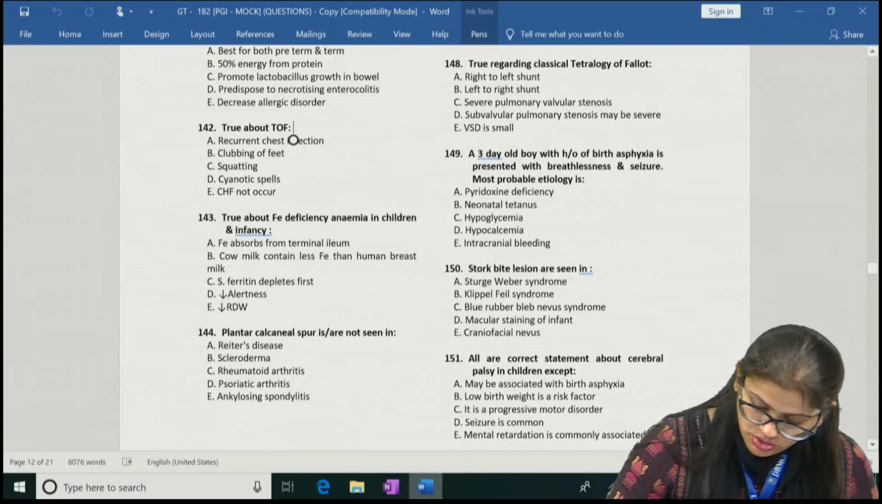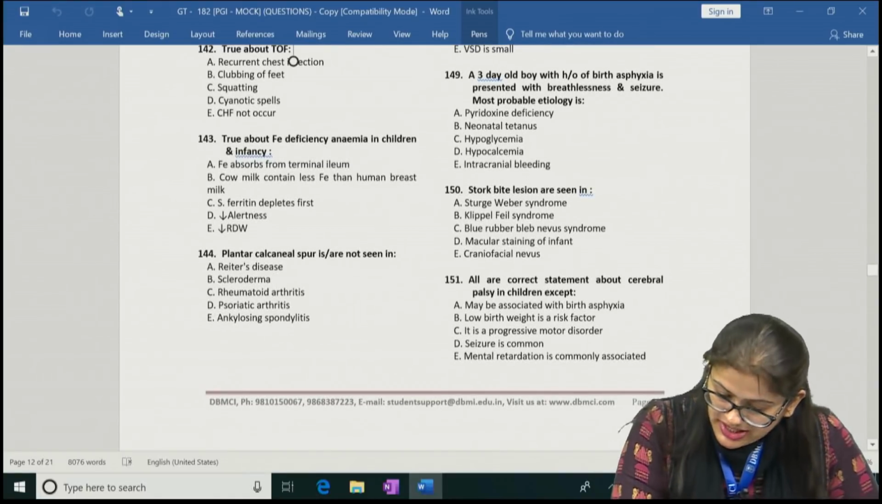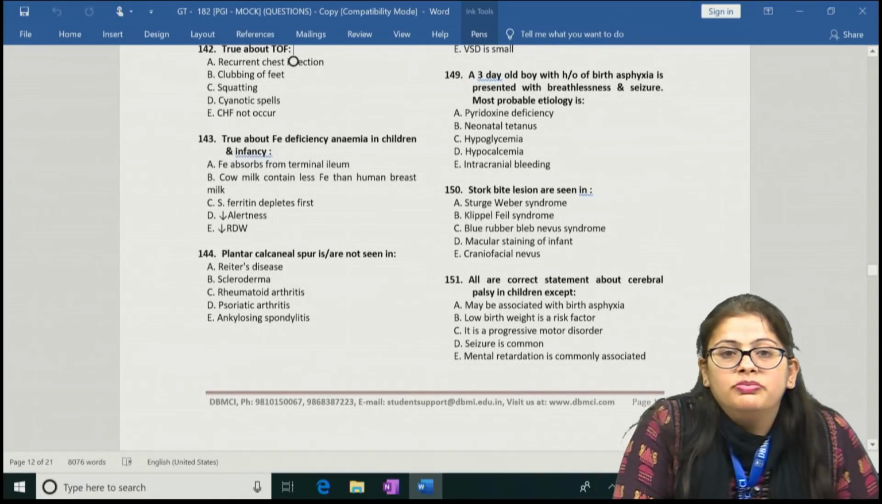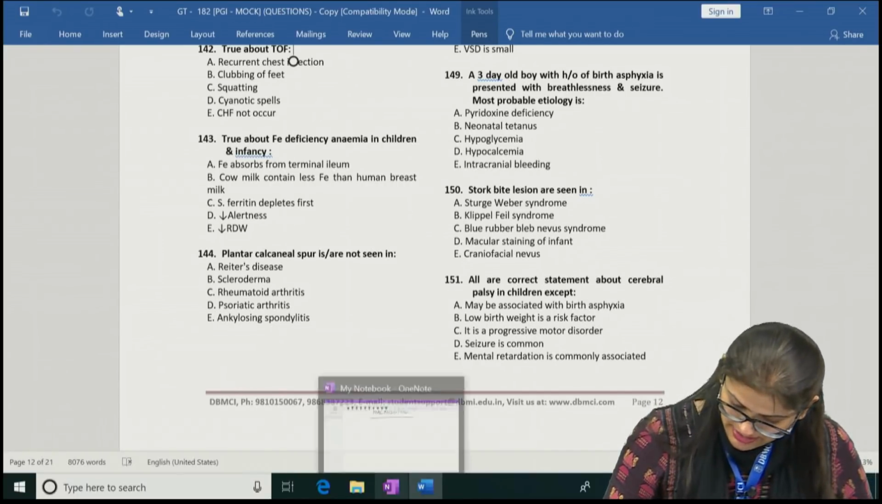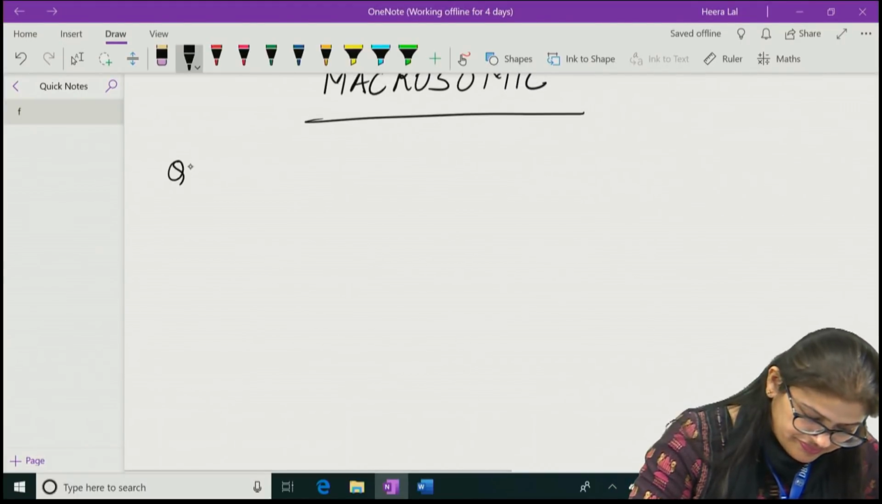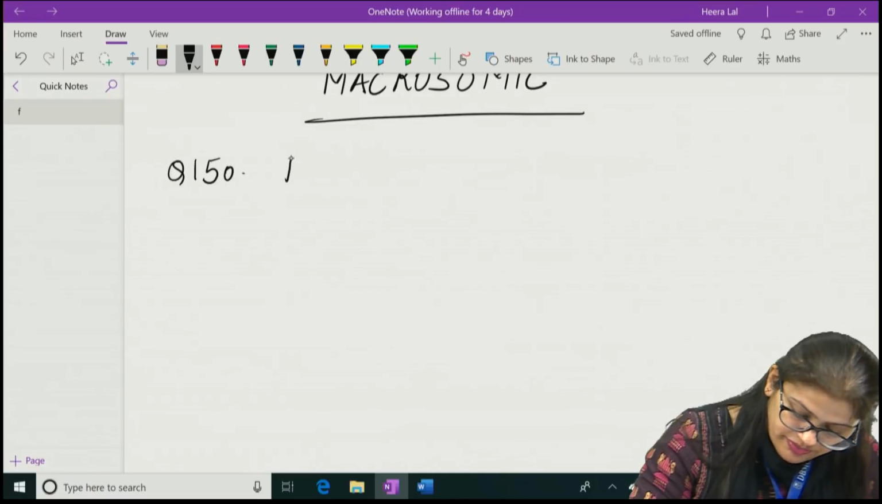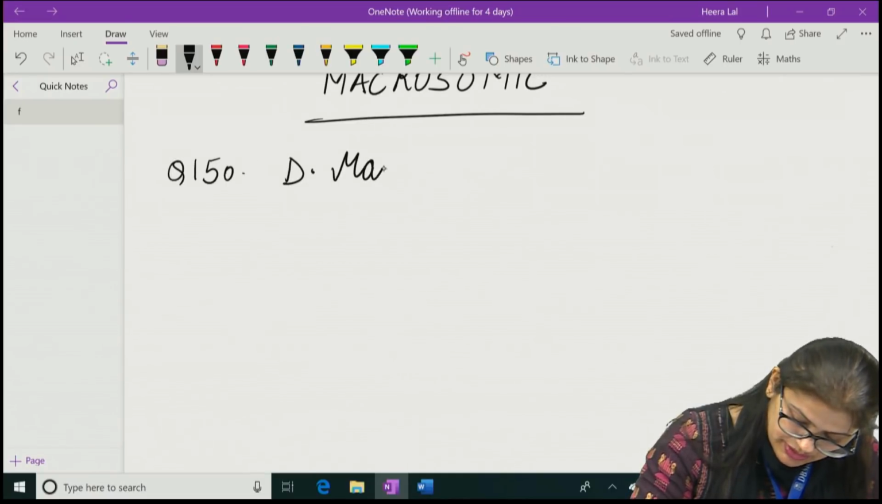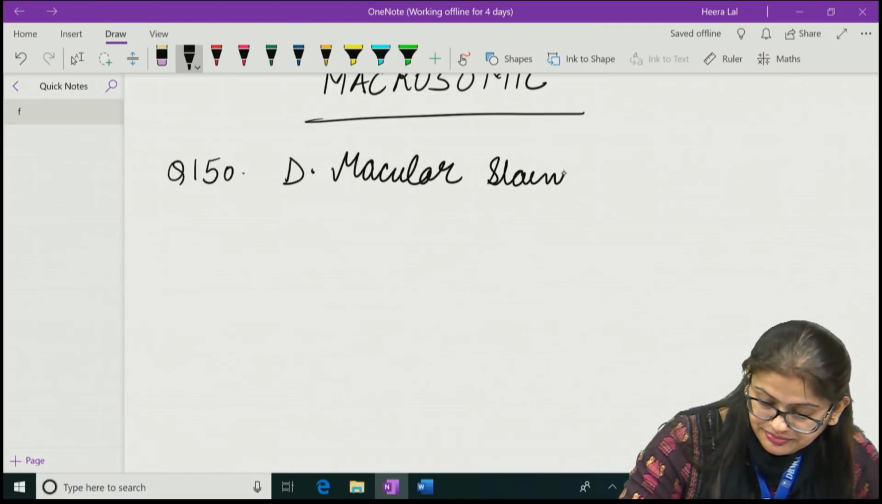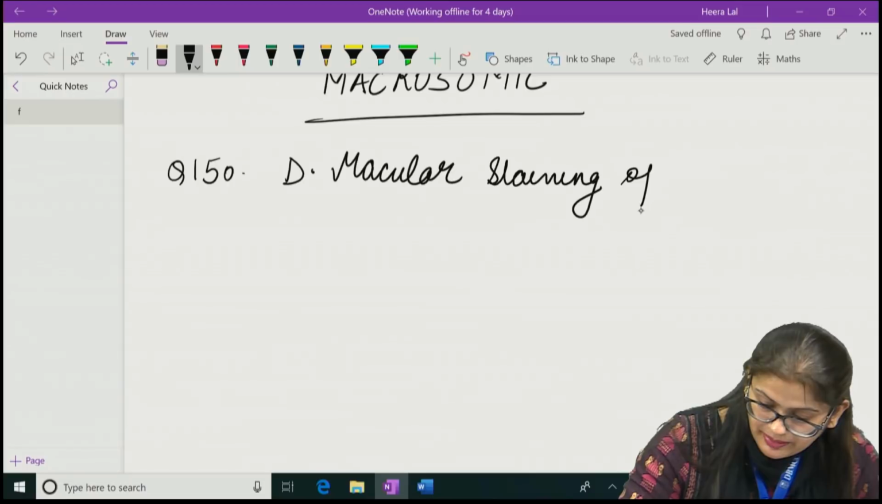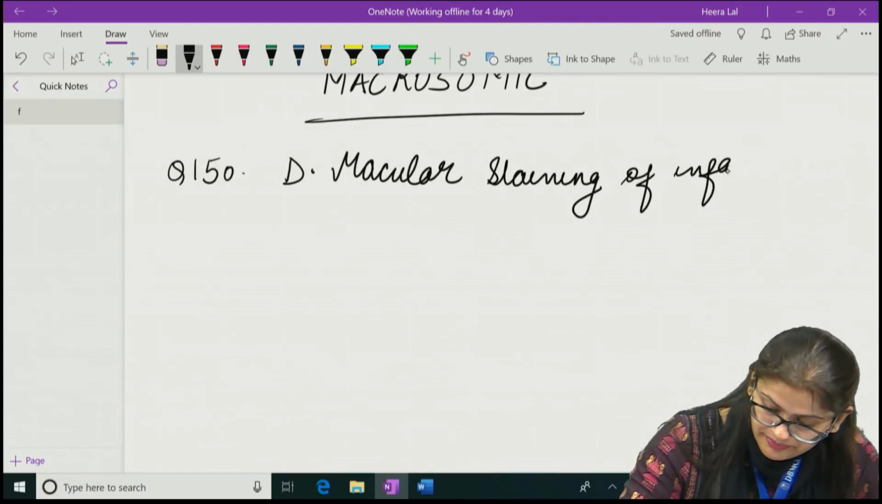So now we come on to question number 150. Question number 150 is, stork bite lesions are seen in Sturge-Weber syndrome, Klippel-Feil syndrome, blue rubber bleb nevus syndrome, macular staining of infant, and craniofacial nevus. So the correct answer to this question is macular staining of infant.